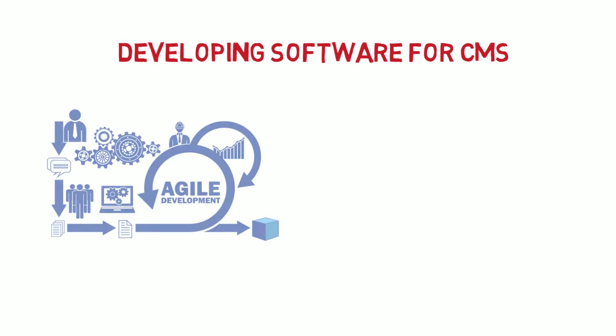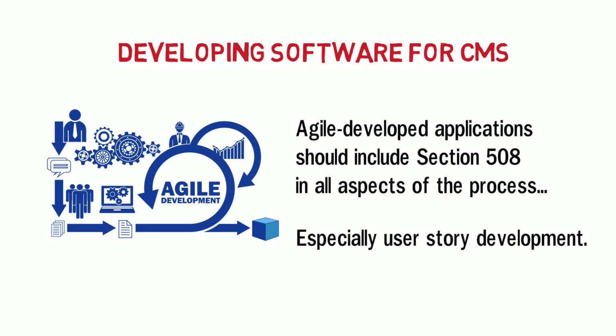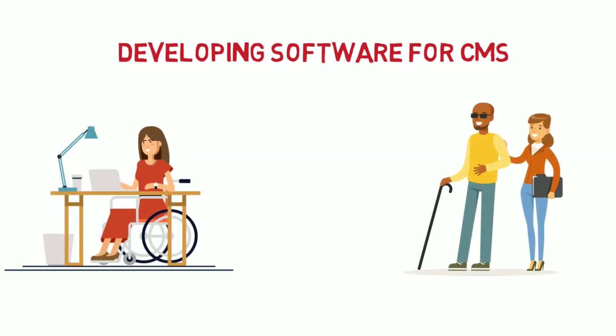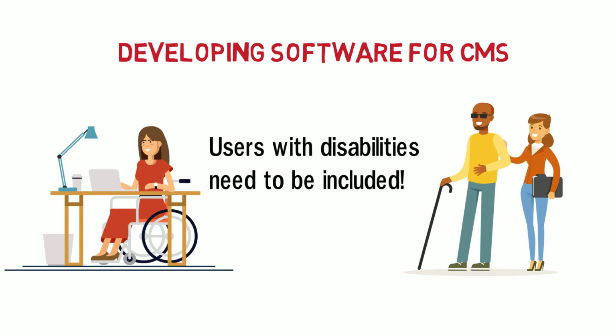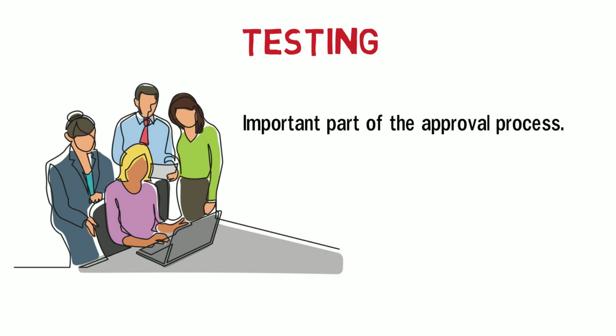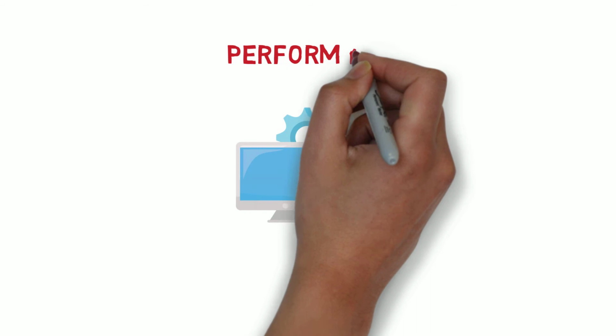Agile developed applications should include Section 508 in all aspects of the process, especially in the user story development phase. This means that users with disabilities need to be included as part of storyboards and use case development. Testing is an important part of the approval process, and since testing is conducted on a first-come, first-served basis, it is important to provide all requested information in a timely manner.